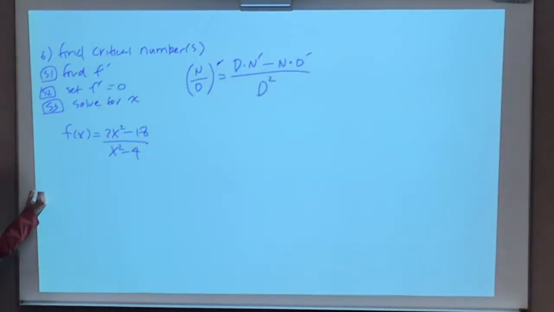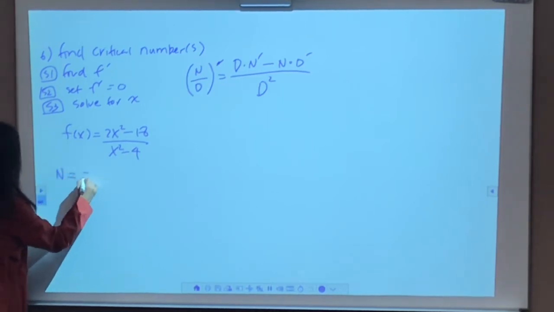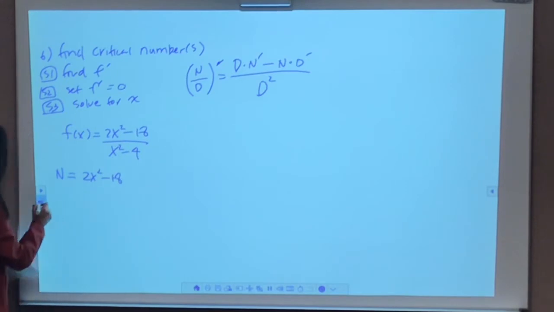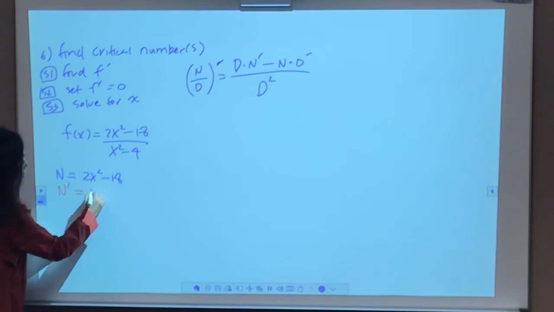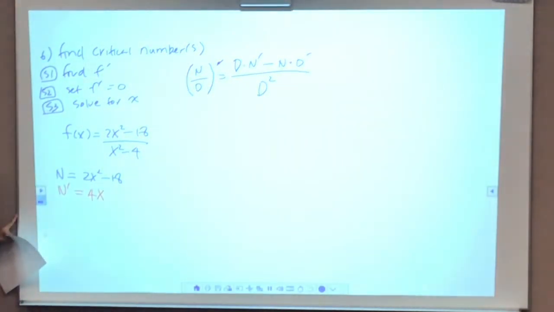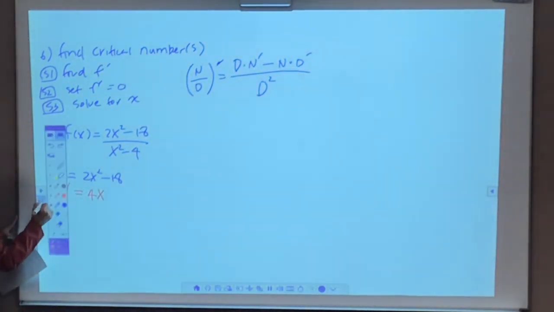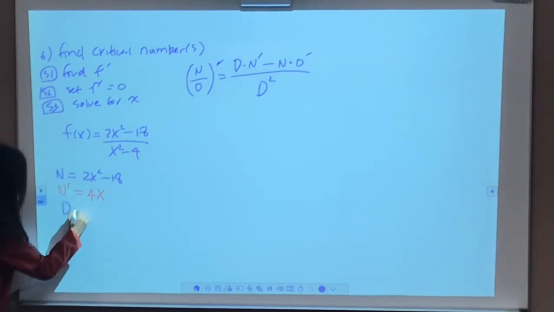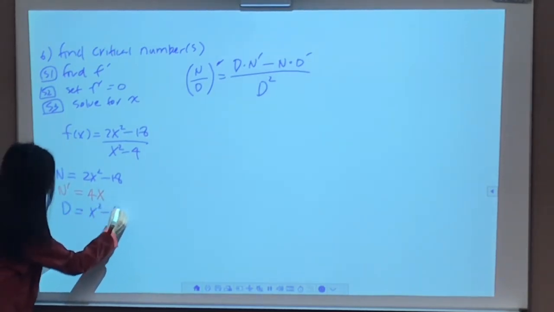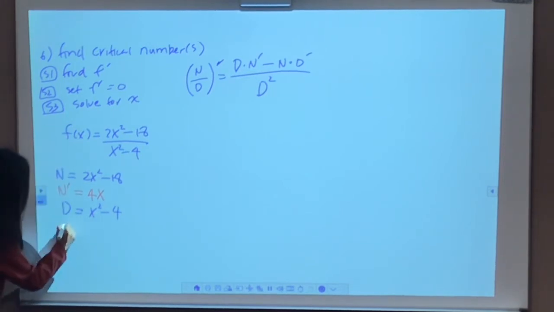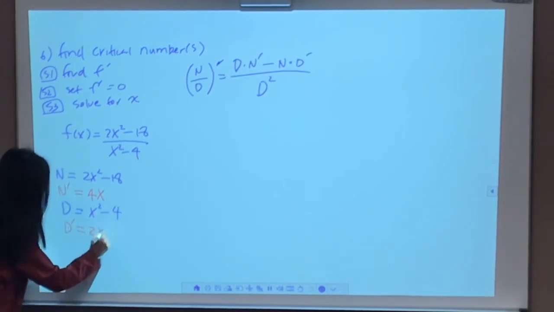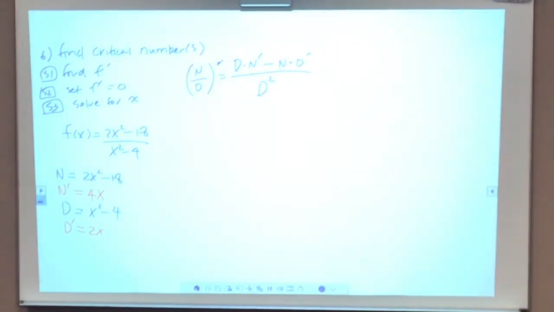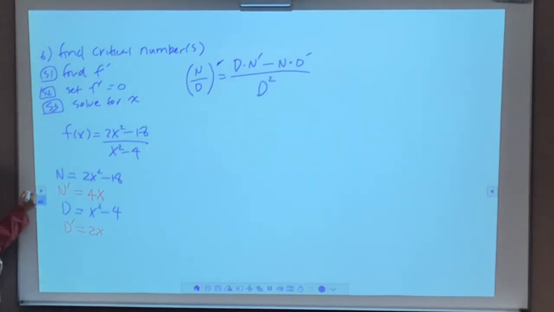All right, so I'm gonna say, okay, my numerator is 2x squared minus 18. Numerator prime is equal to what? 4x. Is everybody with me? Denominator is equal to x squared minus 4. Denominator prime is equal to what? 2x. Is everybody with me? So far, so good? Okay. Good.